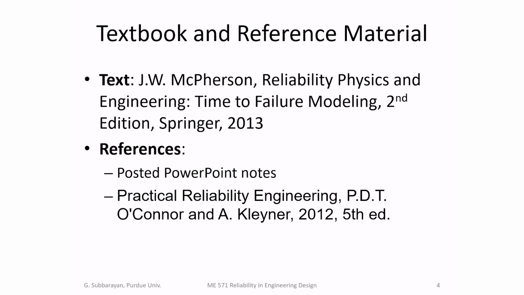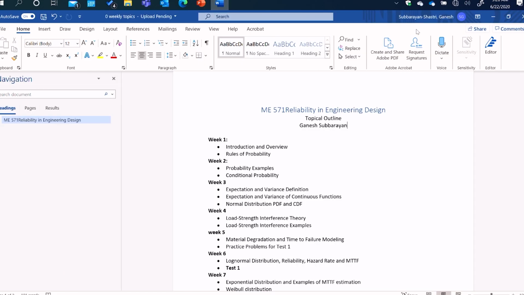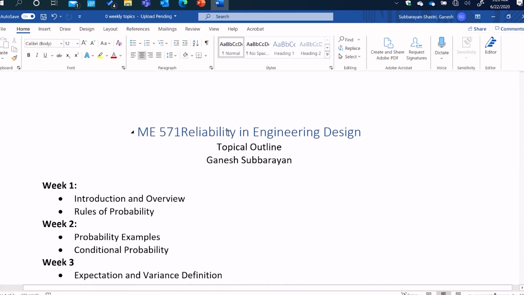The textbook and reference material that we will use, and we would use them alongside other material. So the textbook is McPherson, Reliability Physics and Engineering, Time to Failure Modeling. The references that we will use are posted PowerPoint notes. The PowerPoint notes would be the primary reference, and we would also use as a secondary reference Practical Reliability Engineering by O'Connor.